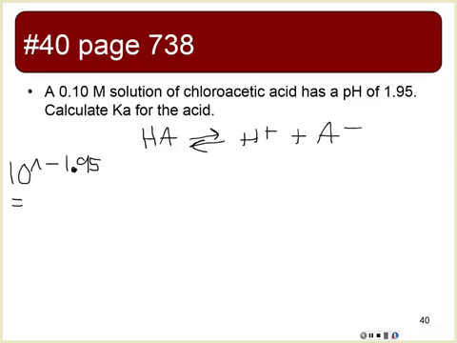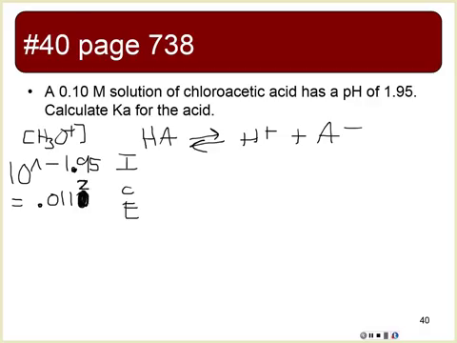So first step is find the hydronium concentration. Has anybody done that yet? What'd you get? 0.01122. I think I just used 0.011, so we'll just go with that. Okay. So here's I, C, E. Yeah, maybe I did use the 2. I'll put the 2 there.